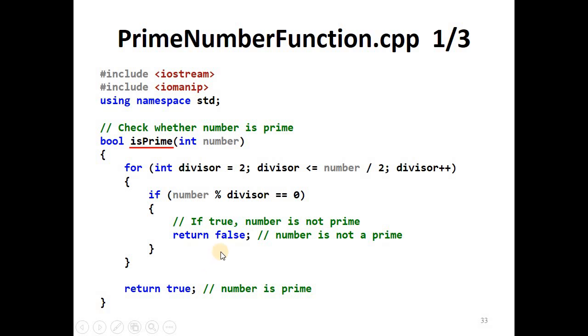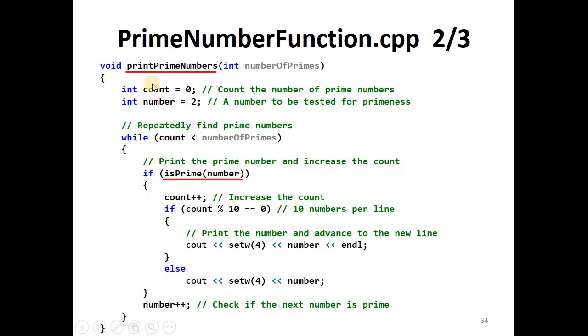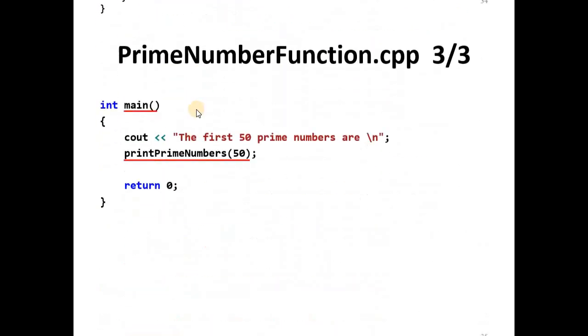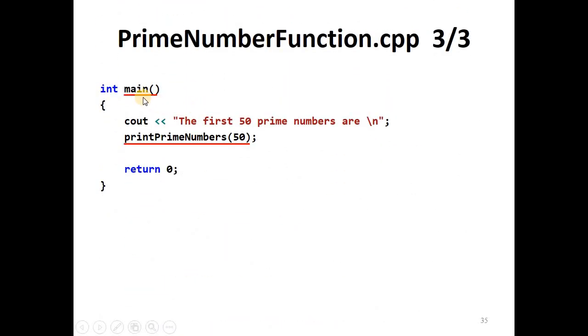So this program has 3 functions: isPrime, which is called from print prime numbers, which is called from the main function.